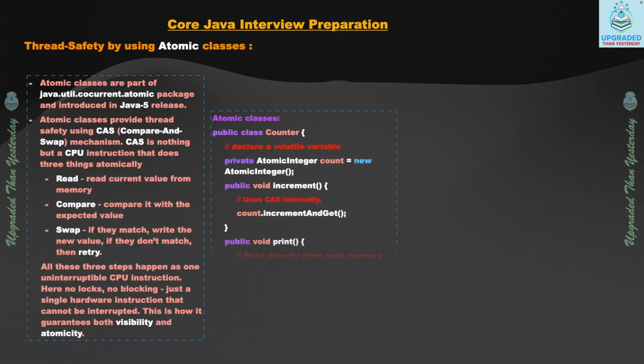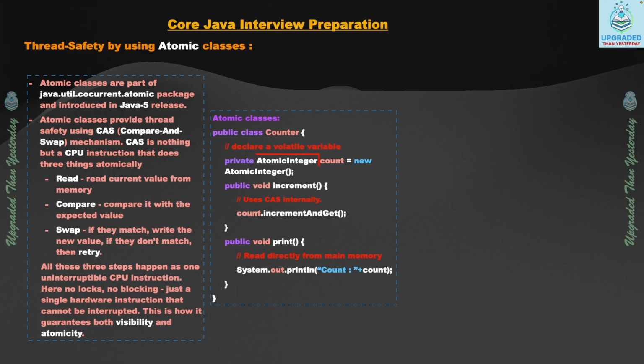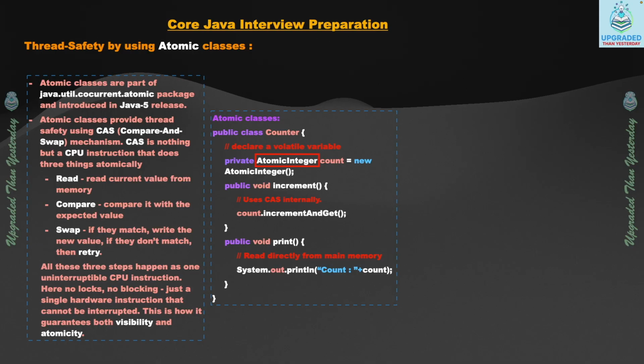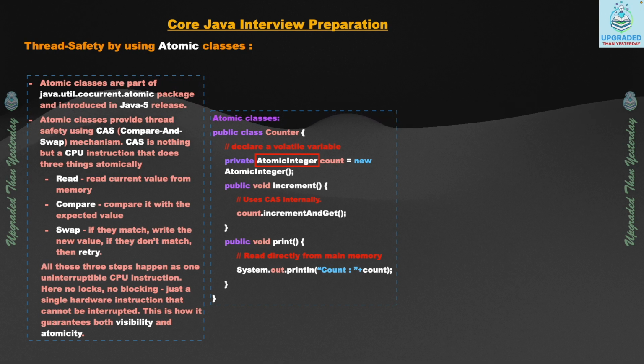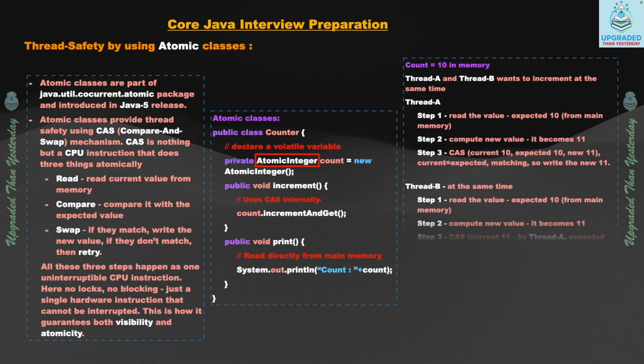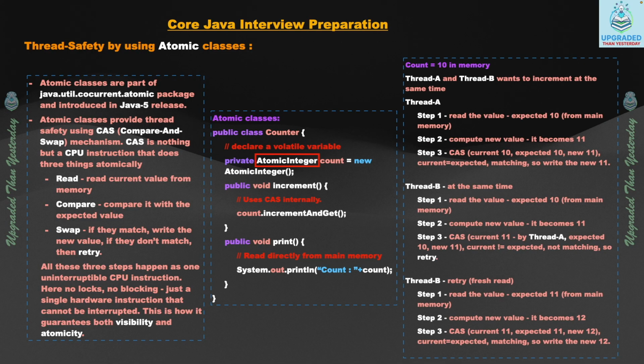Look at the class Counter. Here AtomicInteger, an atomic class, is used to handle the counter. Let's understand with thread A and thread B how it guarantees visibility and atomicity. Suppose both thread A and thread B want to increment the count value at the same time. Let's consider the current value of the count is 10 in main memory.